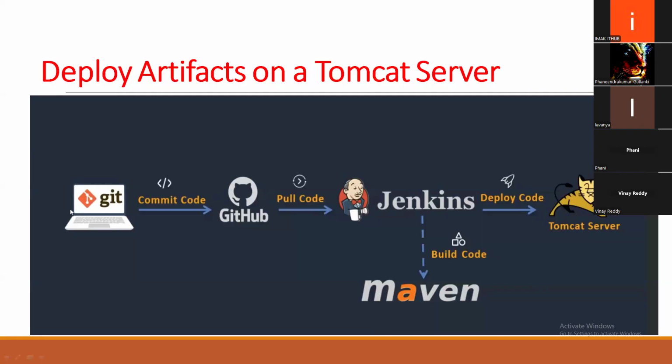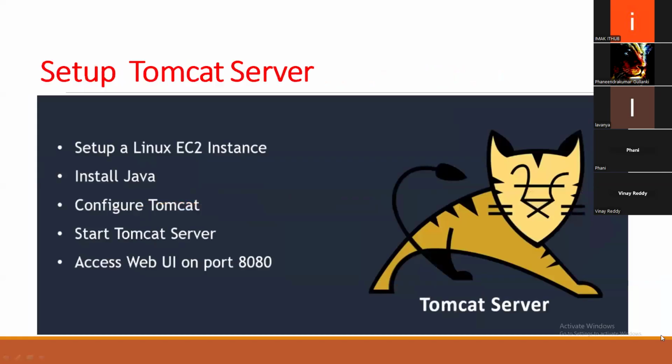So first we need to pull the code from GitHub to the Jenkins. From the code, Maven will automatically build it. Once the code is built, we need to deploy it on the Tomcat server. Later we will deploy it on a container, and later on Kubernetes. So this is a simple CI/CD project, guys.